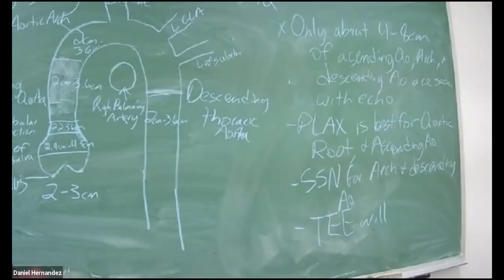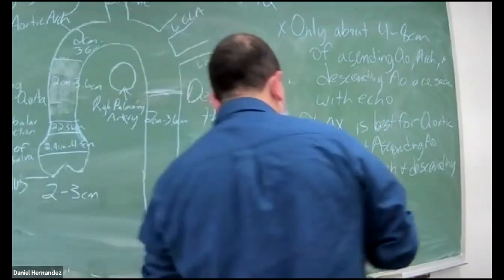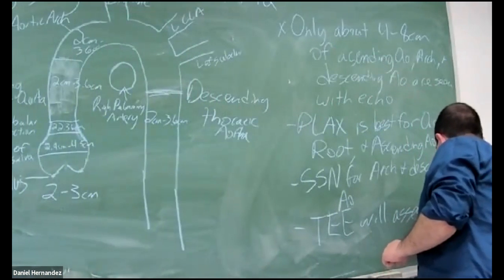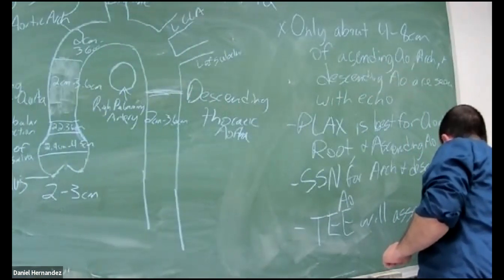You said the aortic root is the annulus, the sinotubular junction, and the sinuses of Valsalva? Yes, all three segments make up the root. We will assess all segments.